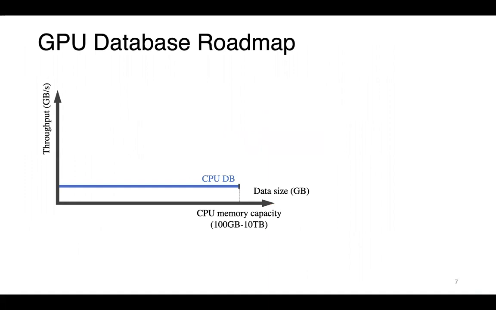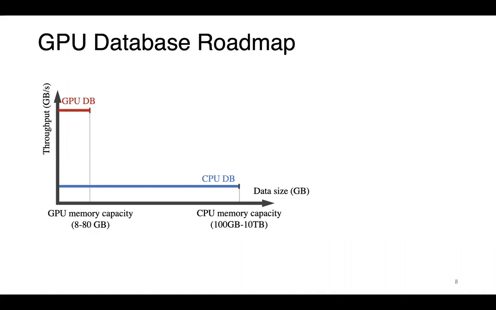First of all, we will see the roadmap of GPU database, and we will show how our work could fit into the picture. In this figure, the x-axis is the data size in gigabytes, and the y-axis is the throughput in terms of data processed in gigabytes per second. We can see that the throughput line for CPU is going to be flat until it hits the CPU memory capacity of 100 gigabytes to 10 terabytes.